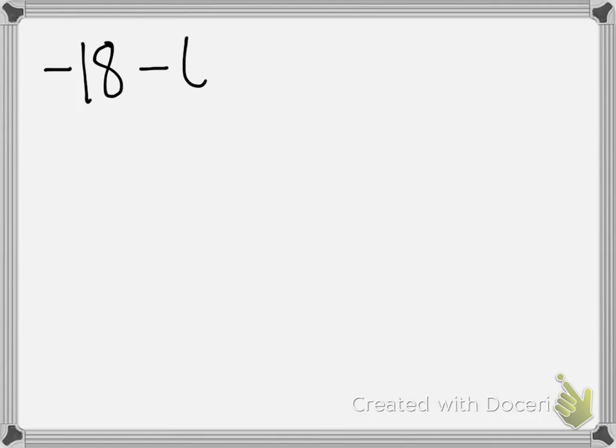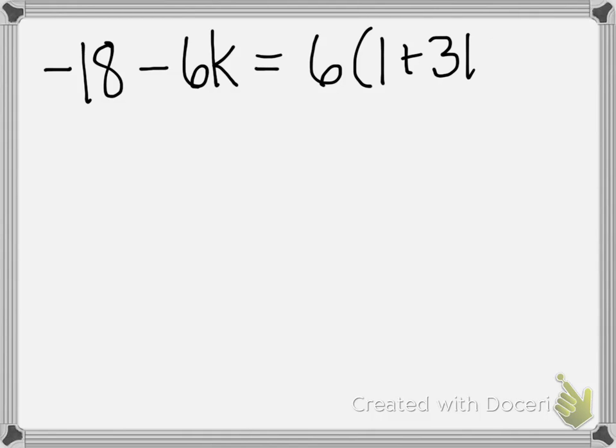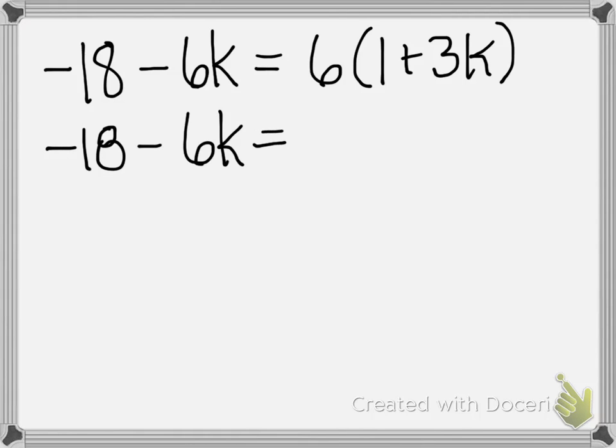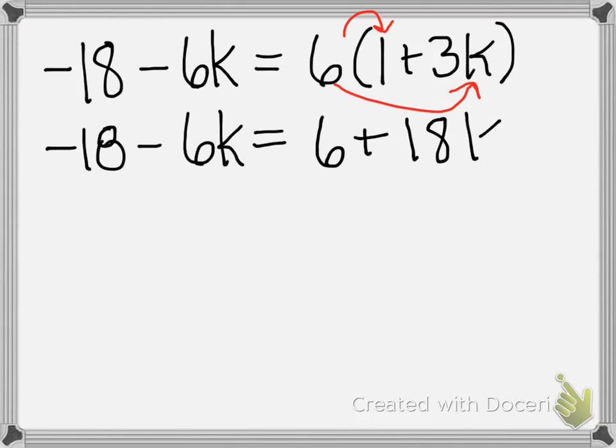Last question. This one's a doozy because we need to work our way through parentheses as well. So we have 18 minus 6k equals 6 times 1 plus 3k. So I'm just going to rewrite the stuff that I don't need to do anything with right now. So I'm going to rewrite 18 minus 6k. Then what I'm going to do is work that 6 through the brackets. So 6 times 1 is 6, and 6 times 3k is 18k.